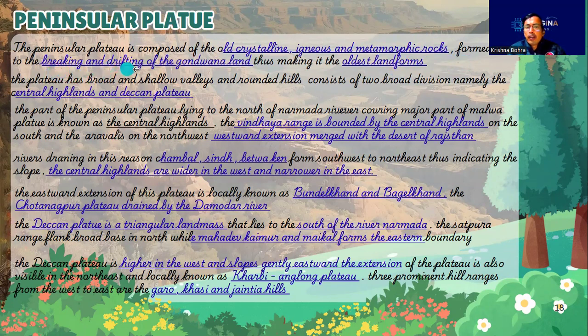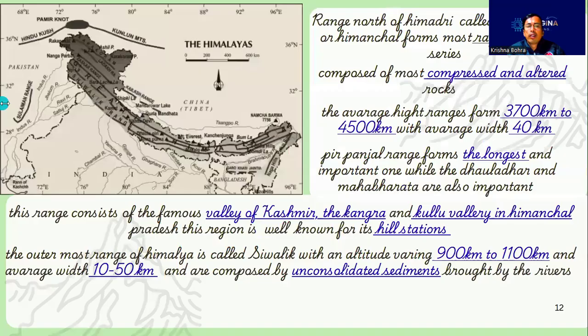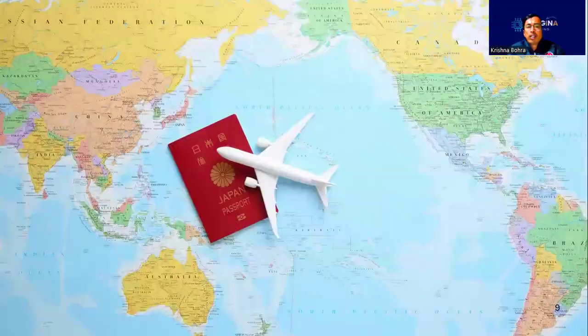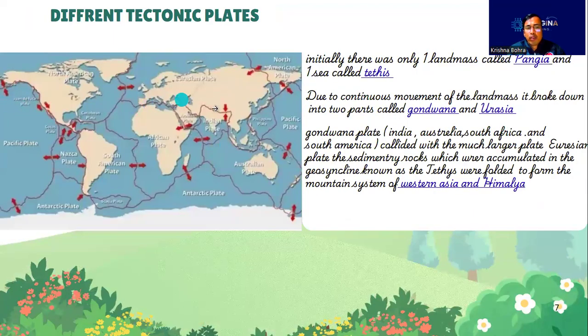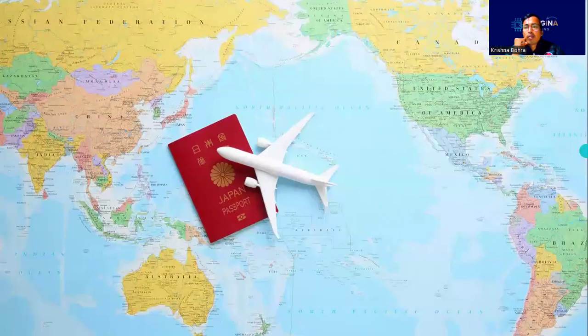It was formed by the breaking and drifting of Gondwana land, thus making the oldest landform. We have seen where Gondwana land is in the initial slides. So let me take you to that. This is the Gondwana plate. Especially if you talk of the Indian plate, these particular plateaus are formed by the Indian plate. The Himalayas are part of the Eurasian plate, while the Peninsular Plateau and the remaining part are part of the Indian plate. Please do remember this difference between two features of India, that is Himalaya and the remaining part.